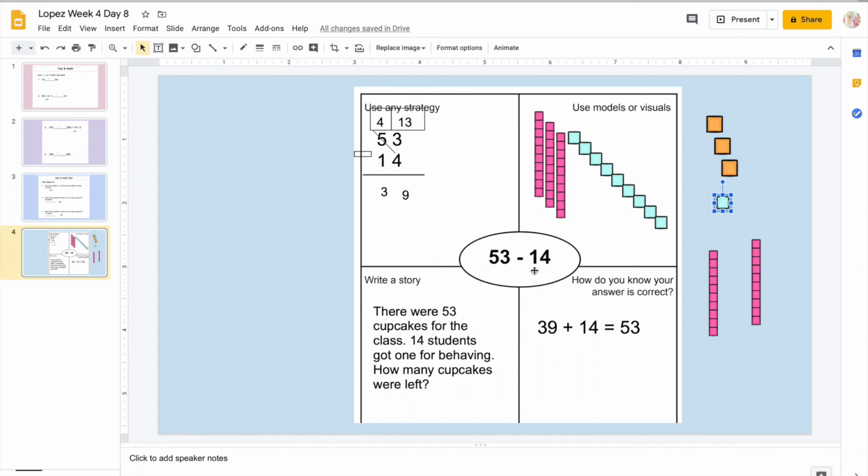And how do we know our answer is correct? We always use that inverse operation to check, and we know inverse operation means opposite. So if in our equation we were subtracting, we are going to use addition to check our work. So we're going to take the difference, the 39, and we are going to add it to one of our add-ins. I decided we were going to add it to 14. 39 plus 14 equals 53, which equals that second add-in, so we know our work is correct.